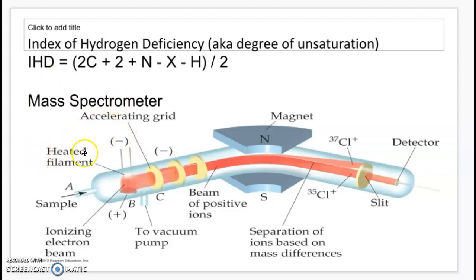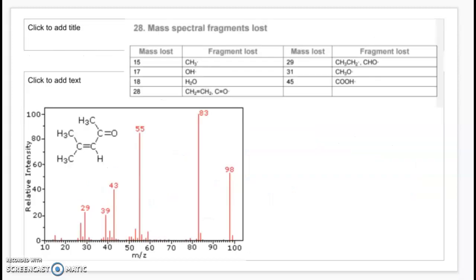So back to the mass spectrometer. Our next slide here takes a look at the different fragments. Now, you should get a handout that has this table on it. These are just some common different fragments and their masses. I often find them a little bit more confusing than anything else, but it does help some people.